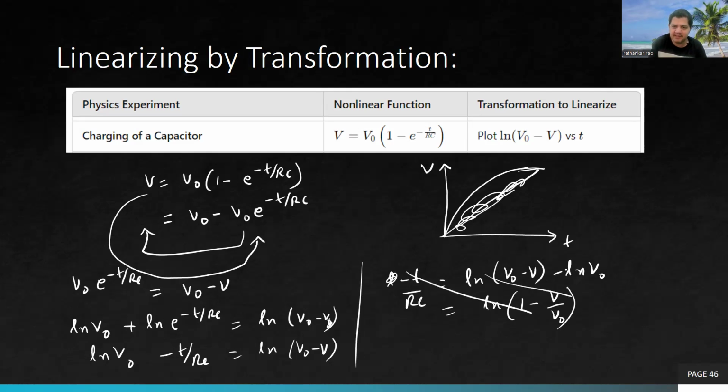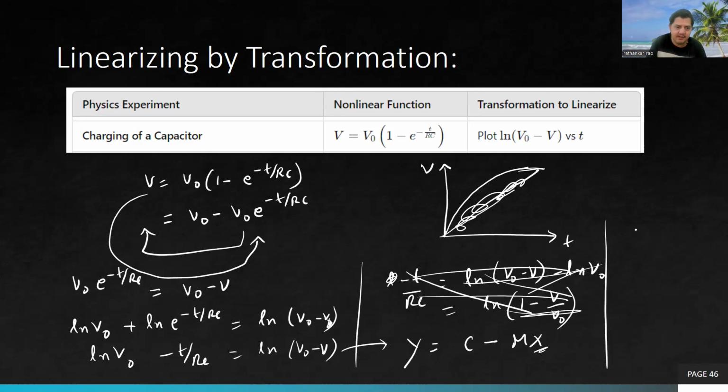Let us not do all these things because it is complicating a lot. I'll take from here. I will say V0 minus V is equal to Y. I'll take from here ln of (V0 minus V) as Y. This should now be equal to ln V0 minus t by RC, where t by RC is nothing but m into x, where t is nothing but x here.